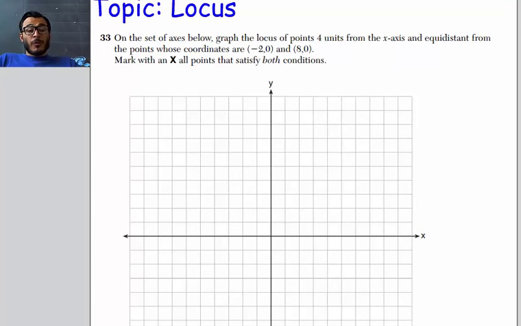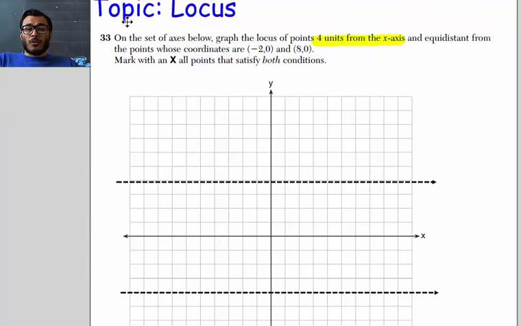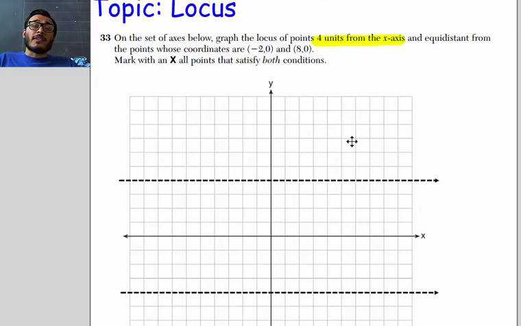So for number 33, we have ourselves a locus question. And the first locus condition says to graph the locus of points 4 units from the x-axis. So in order for us to do this, we have to sketch the locus of points a fixed distance from a line. So doing that will produce 2 lines. And in this case, the 2 lines must be 4 units away from the given line, which in this case is the x-axis. So that's the first part.